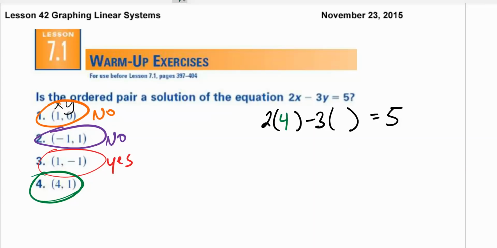plug in a 4 for x and a 1 for y. 2 times 4 is 8. Negative 3 times 1 is negative 3. And 8 minus 3 equals 5. So 5 equals 5. So this one is a yes.